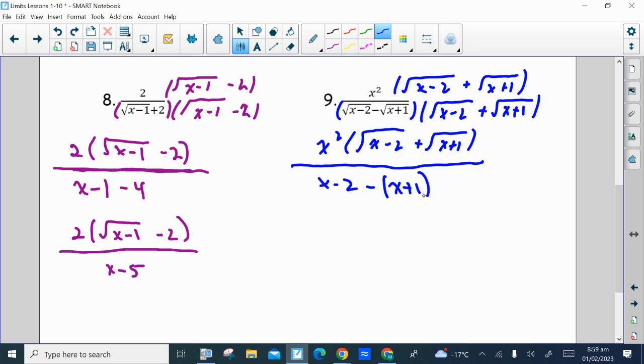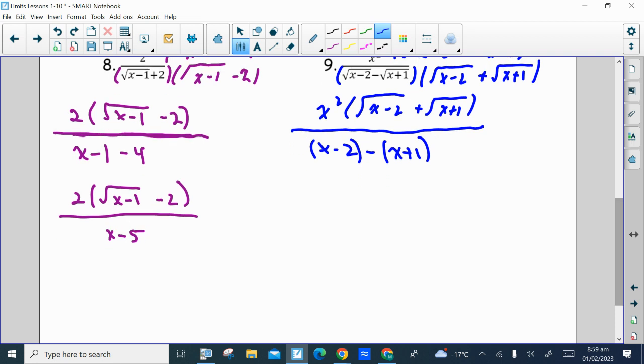But notice I'm putting it in brackets because you have to subtract all of it from the x minus 2. We can put the x minus 2 in brackets as well if we want. It doesn't really change anything, no. But you have to put that second product, the x plus 1, in brackets. You're subtracting all of it. And a minus sign in front of the bracket changes all the signs inside. So we're going to have the x squared bracket root x minus 2 plus root x plus 1.